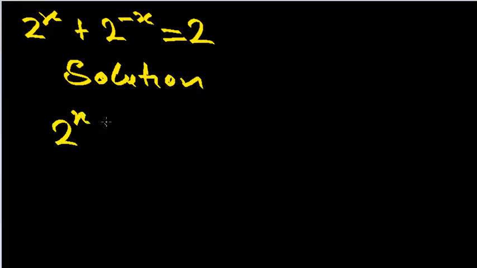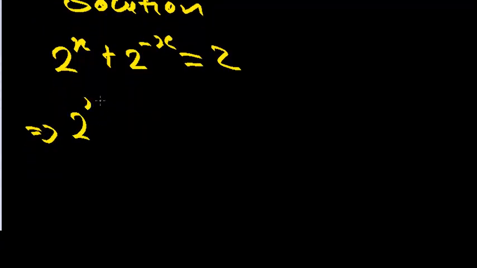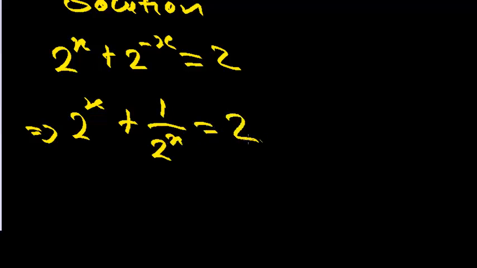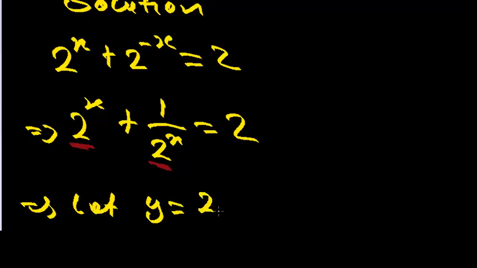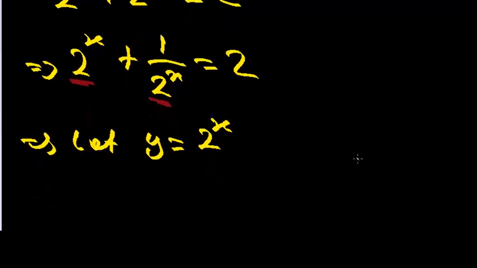2 exponent x plus 2 exponent negative x equal to 2 is the same as 2 exponent x plus, by the laws of indices, 1 over 2 exponent x, equal to 2. So from here we see that we have 2 exponent x here, and we also have 2 exponent x here. We can say that let y be equal to 2 exponent x.